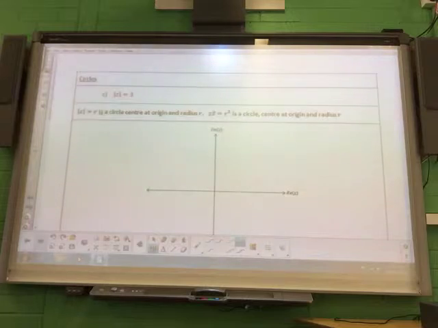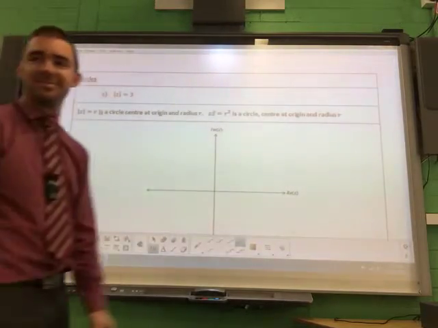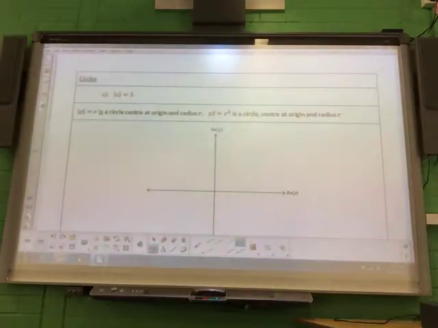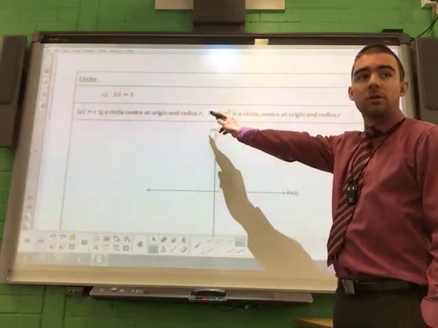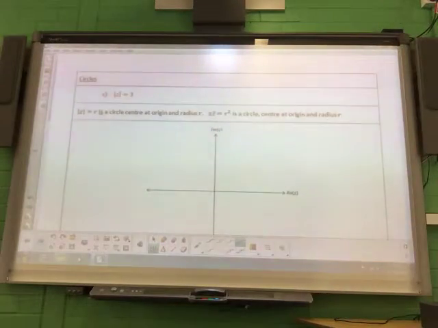Alright, circles. The modulus of z is 3. So what's the modulus again? The radius. So, logically, this will provide a circle. The modulus of z equals r is a circle with centre at the origin and radius r. Common sense there. So the modulus of z is the same as saying the radius of the circle, and z times z conjugate multiplied together will also equal r squared.